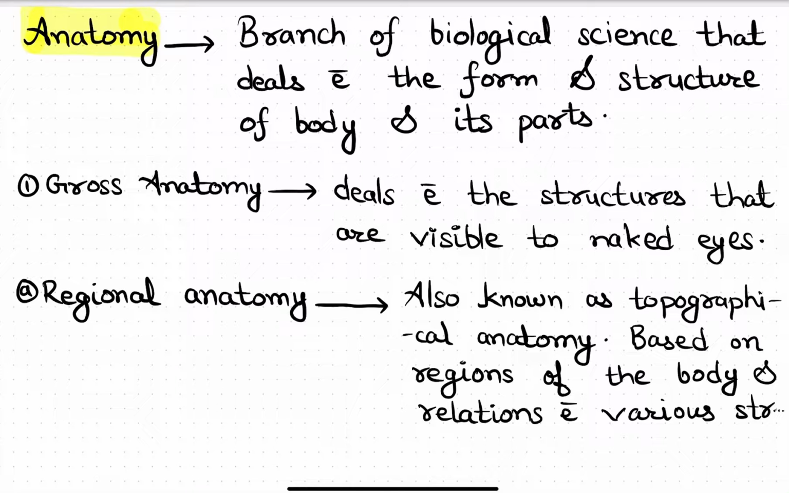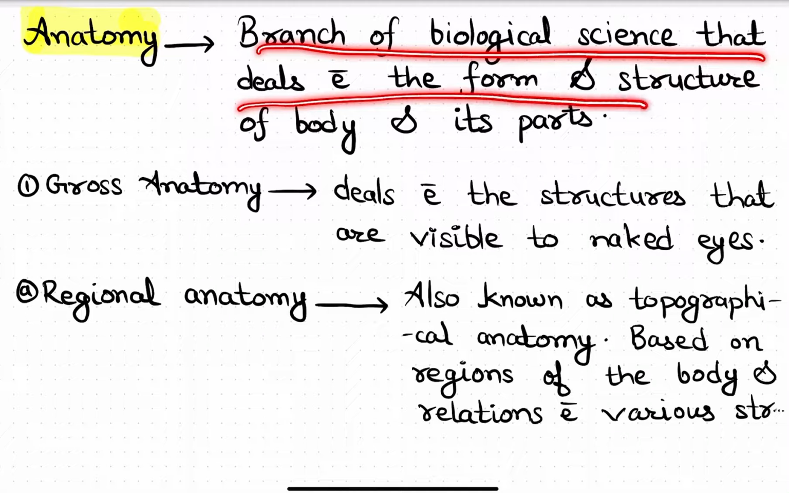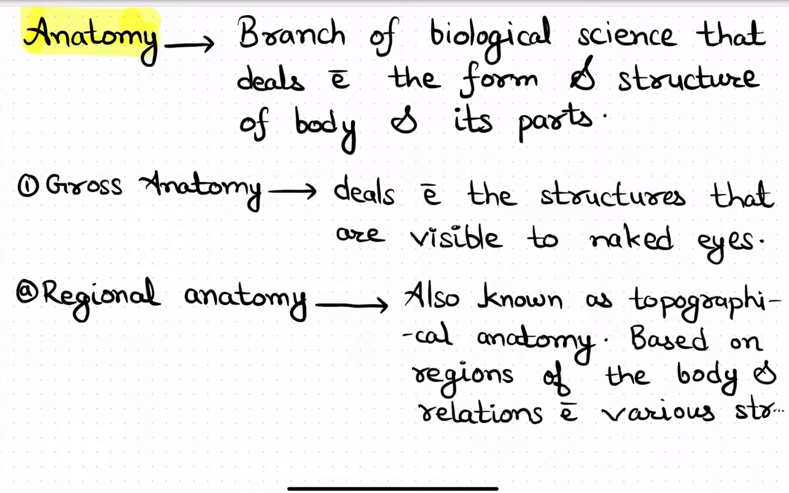So let's discuss firstly what we mean by anatomy. What is this term anatomy? It is a branch of biological science that deals with the form and structure of the body and its parts. What we really study in anatomy is the structure of the body and the parts which it contains.